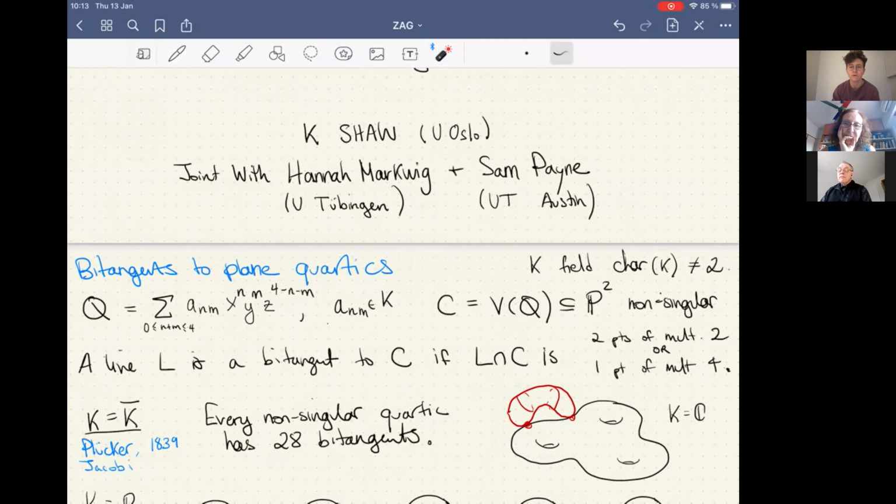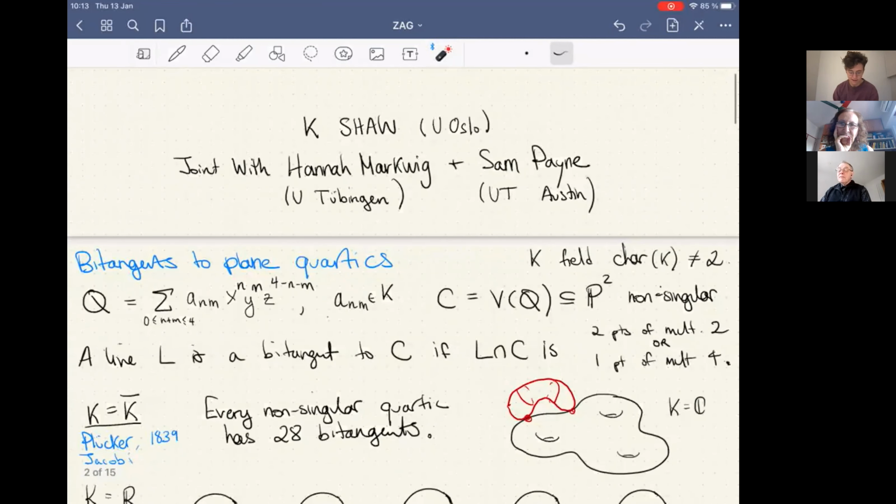So they correspond to odd theta characteristics. And it was actually shown by Caporaso and Sernesi that if you know just the 28 lines, you can even recover your quartic curve. So these are very intrinsic objects to look at. And the number 28 is invariant over an algebraically closed field.